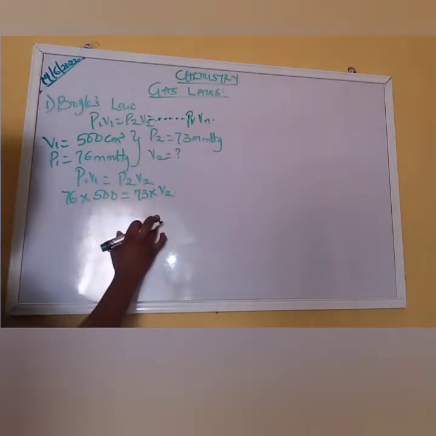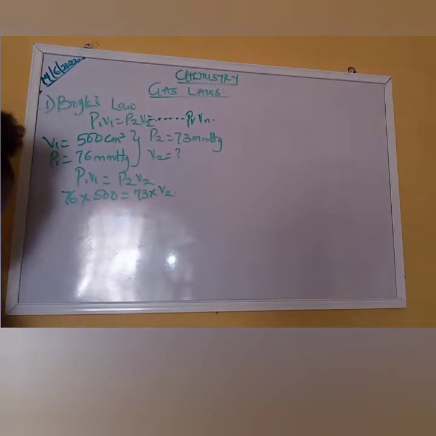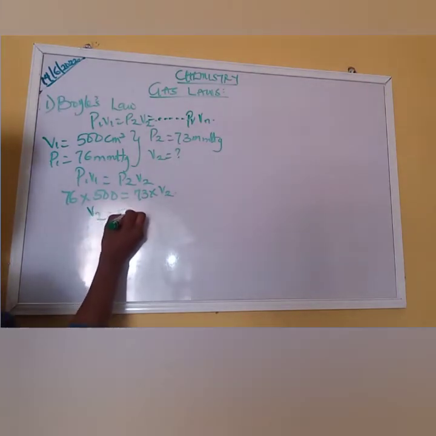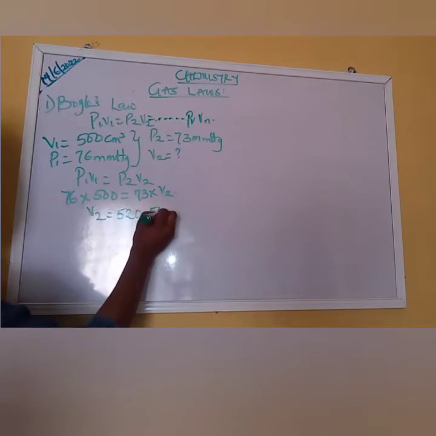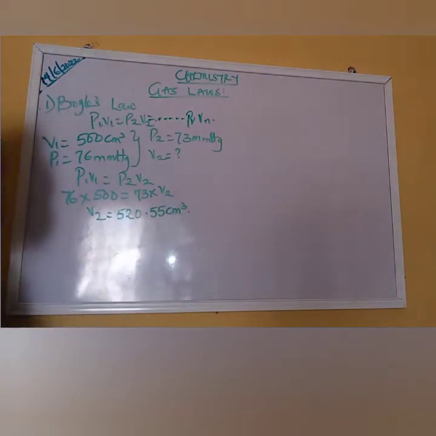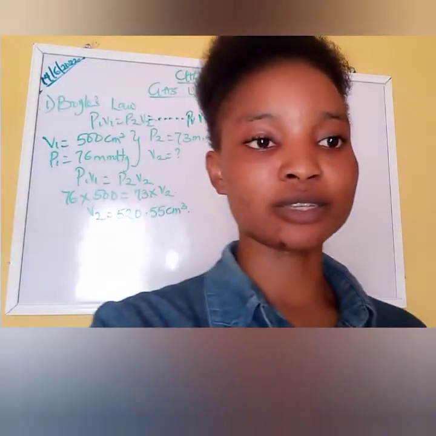By the time you multiply everything together and divide by 73, we should have 520.55 centimeter cube. That leads us to number 2.